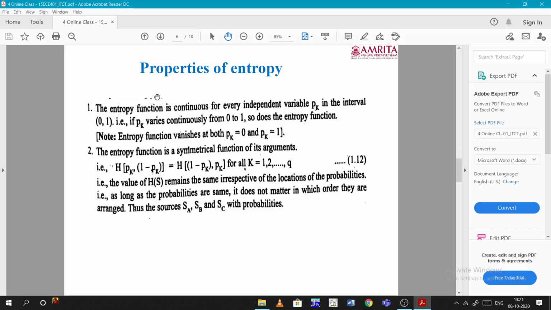The entropy function is a symmetrical function of its arguments. So if h of pk comma 1 minus pk is taken, it will be the same as h of 1 minus pk comma pk. This will be understood more in further classes, so just remember for now that the value of h of s remains the same irrespective of the order of the probabilities. As long as the probabilities are the same, it does not matter in which order they are arranged. Suppose the sources are SA, SB, SC with probabilities 1 by 3, 1 by 3, 1 by 3, then the order does not matter anyway.